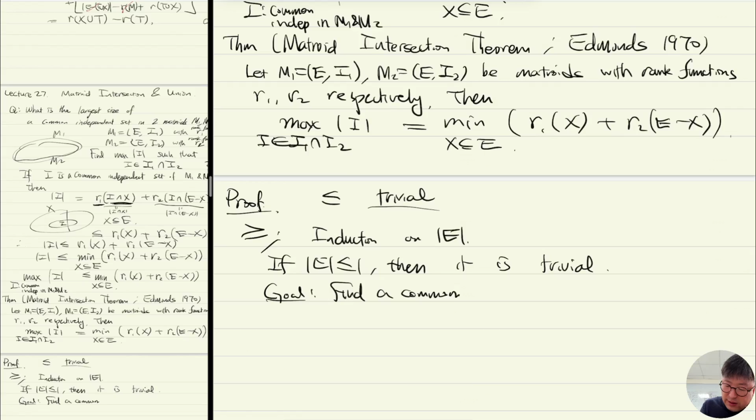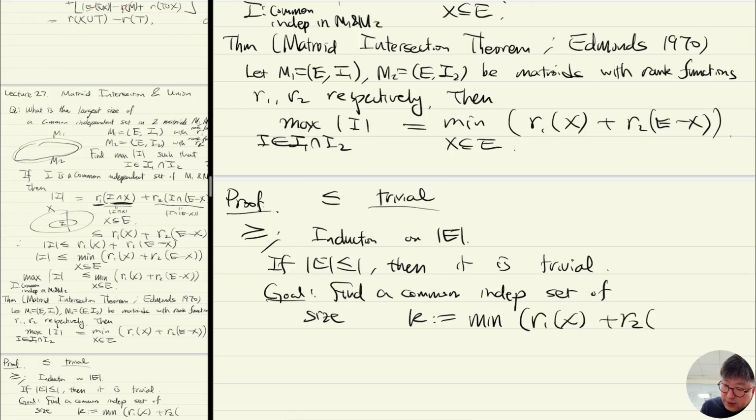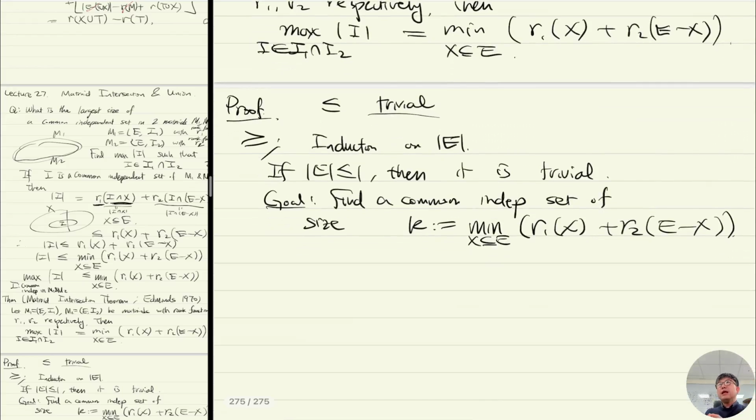So the goal is to find a common independent set of size k. Let's say k is equal to the minimum of R1(X) plus R2(E minus X). Okay, that's the goal. Now I'm going to mimic the proof of Hall's theorem. Remember, a long time ago there was an induction proof where you try to find the place where this equality holds.